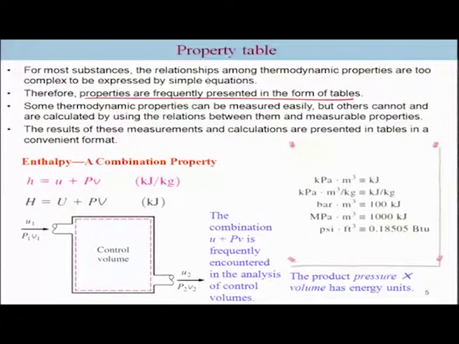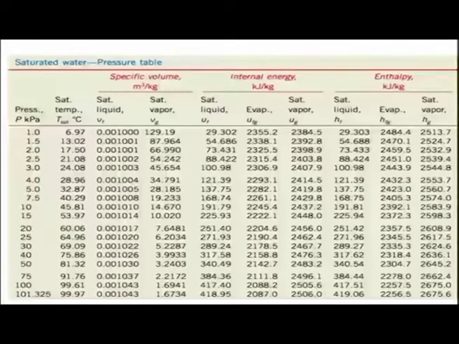Now there are some properties which can be measured easily, but others such as entropy and so forth, you need to use some kind of relation from the measurable quantities in order to evaluate such a function. So usually what we do is we measure and calculate all these properties. Some are easily measurable, some are dependent on the measurable quantity, and present in a table in a convenient form. So one of the properties is enthalpy, which is often encountered in control volume cases. So a typical table will look like this.